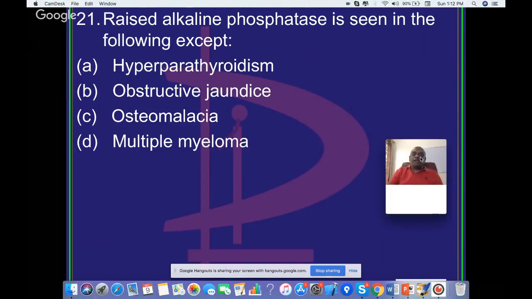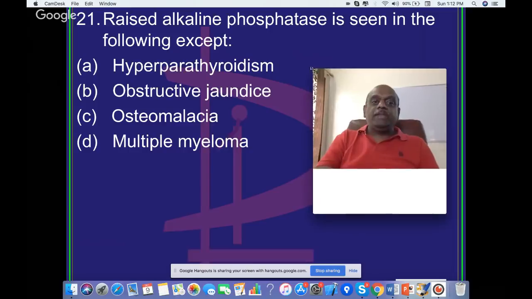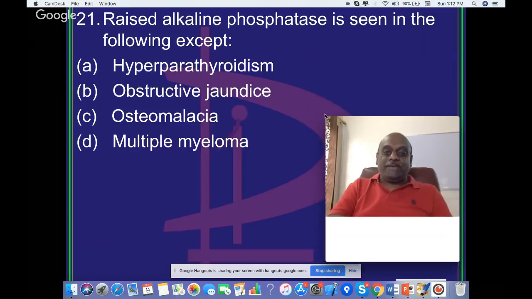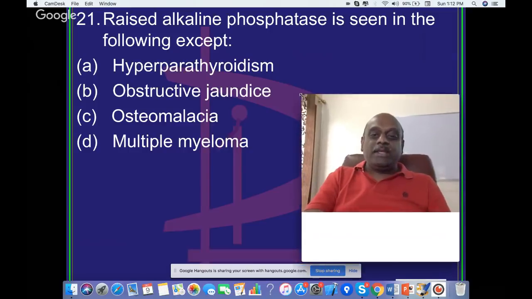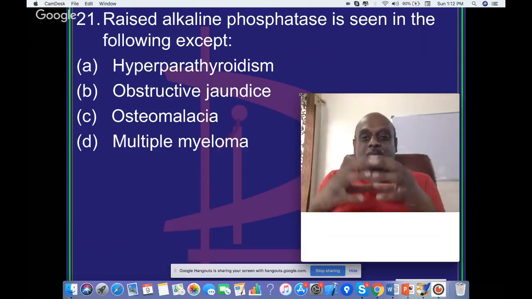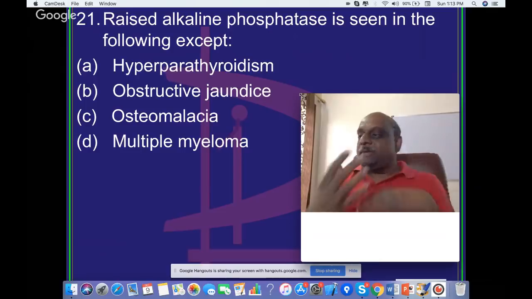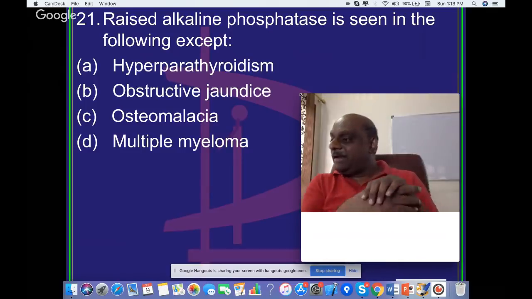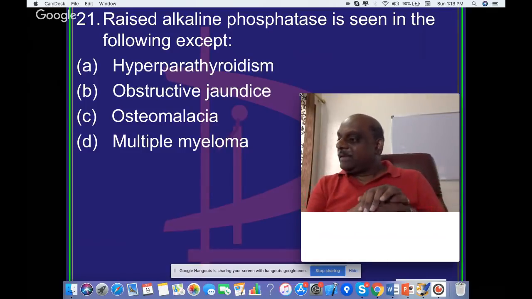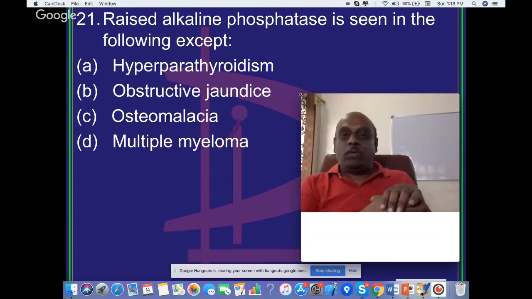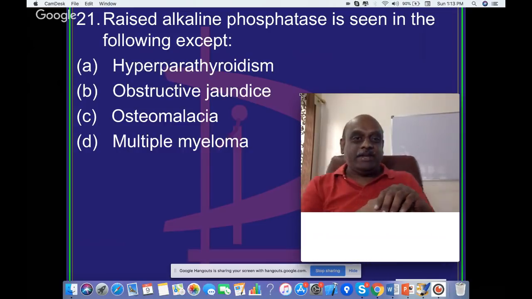Raised alkaline phosphatase is typically seen in all these scenarios. So what is the condition that leads to hypercalcemia with a normal alkaline phosphatase? Alkaline phosphatase is a reflection of osteoblastic activity, right? So what is your answer? Raised alkaline phosphatase, where do you see?